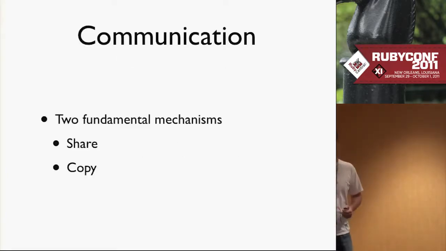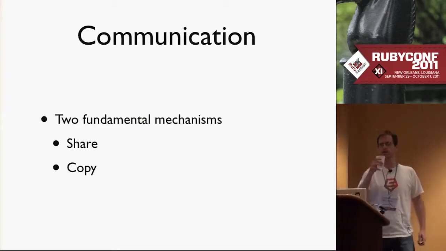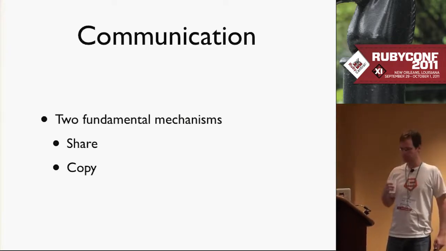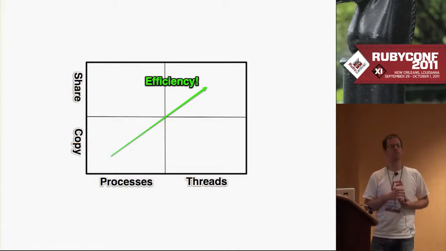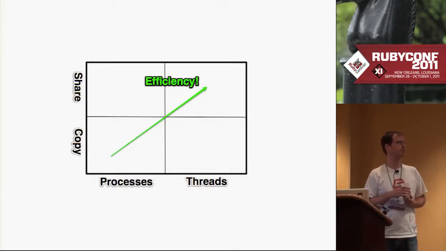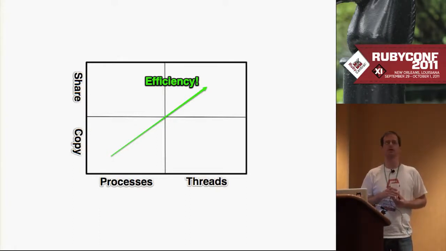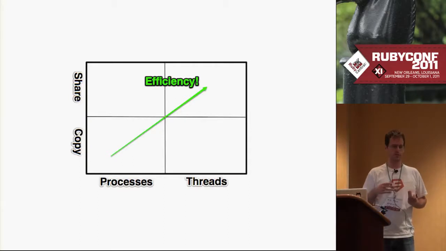There are two ways to communicate between threads and processes. Two fundamental mechanisms, and that's sharing data and copying data. And when you break it down, it kind of looks like this. This is a very general rule of thumb, but if you share data between threads, it's going to be more efficient than copying data between processes. Since scalability and performance is all about efficiency, in general, we're shooting for the most efficient quadrant.